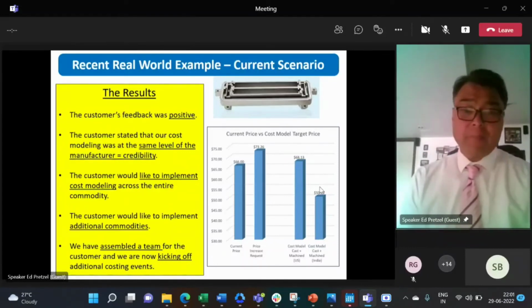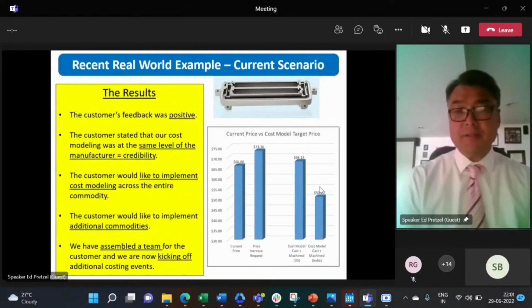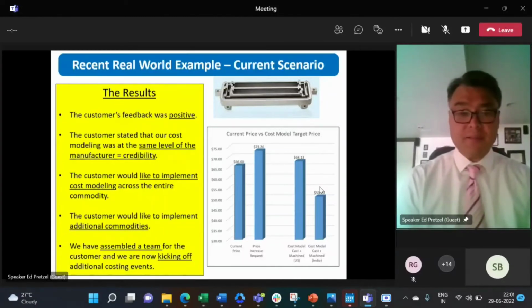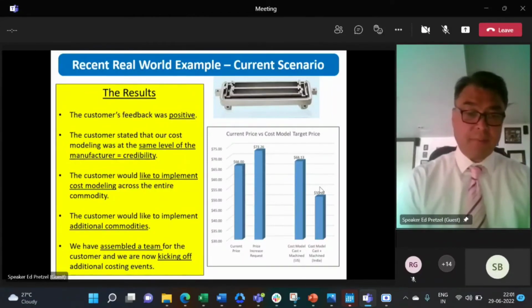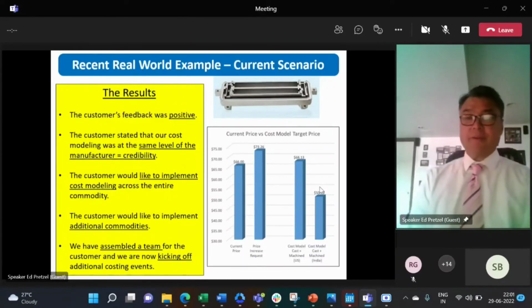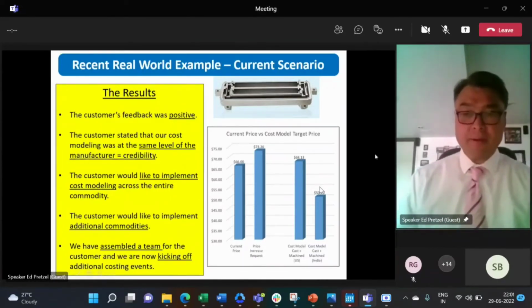The customer would like to implement that now across their entire commodity. So we are costing all of their high value castings and machining. And they have also added additional commodities such as wire harnesses, stampings, and fabrications. So we've assembled a team for the customer, and now we're kicking off additional costing events for the customer to help them manage their supply chain.